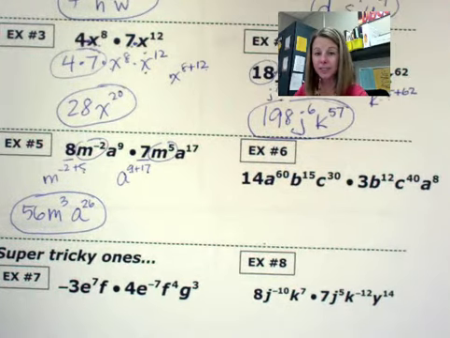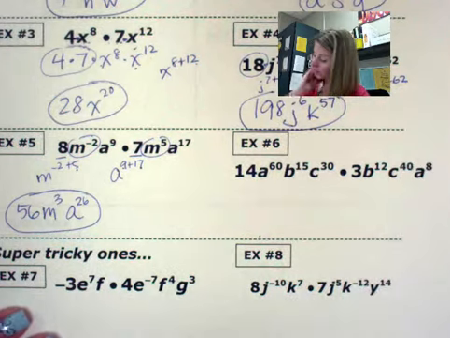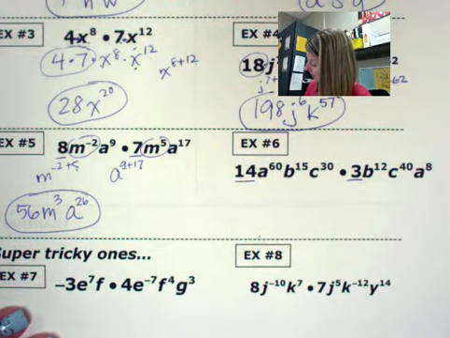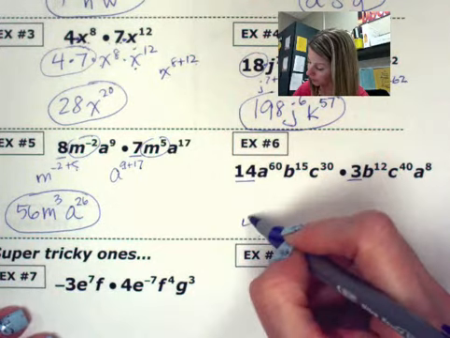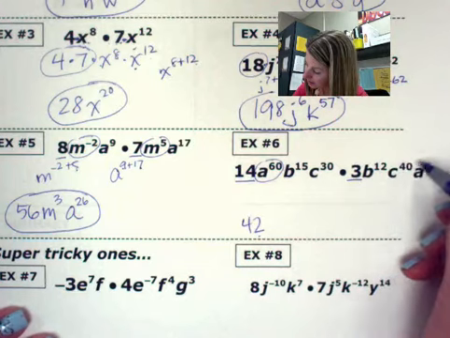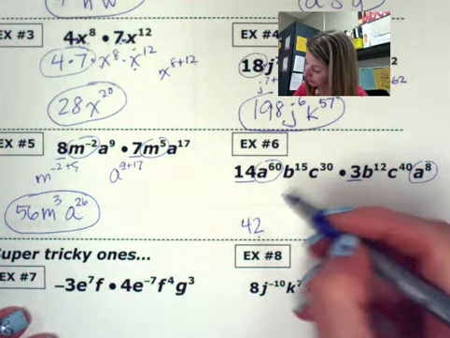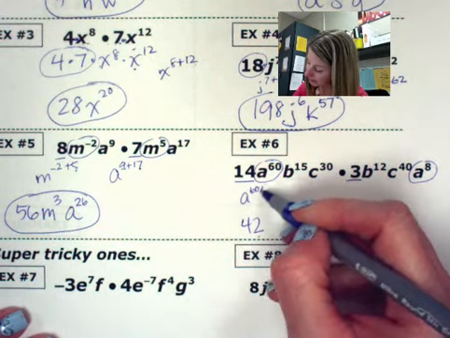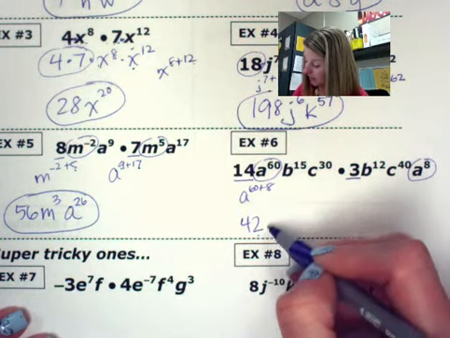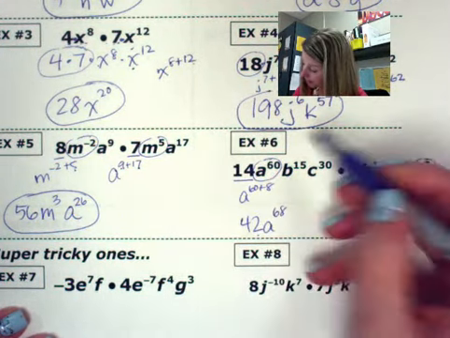All right, number 6. Look for all your numbers. I see a 14 and I see a 3. So 14 times 3 is 42. So I have 42. A's. A and A is down here. So I'm doing A, I'm doing 60 plus 8. Well, 60 plus 8 is 68. So I have A to the 68th power.